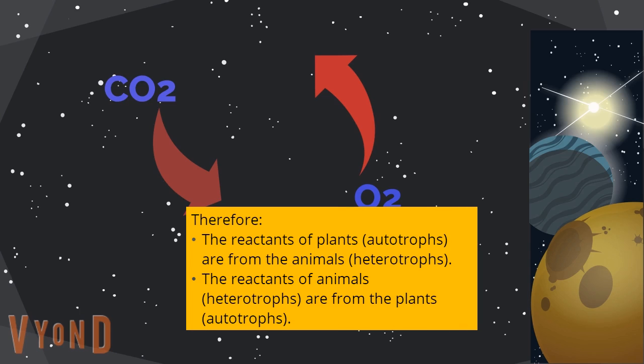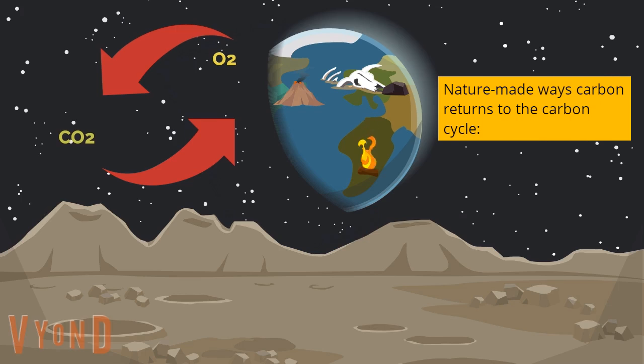Therefore, the reactants of plants, autotrophs, are from the animals, heterotrophs, and the reactants of animals, heterotrophs, are from the plants, autotrophs. Here are nature-made ways that carbon returns to the carbon cycle.